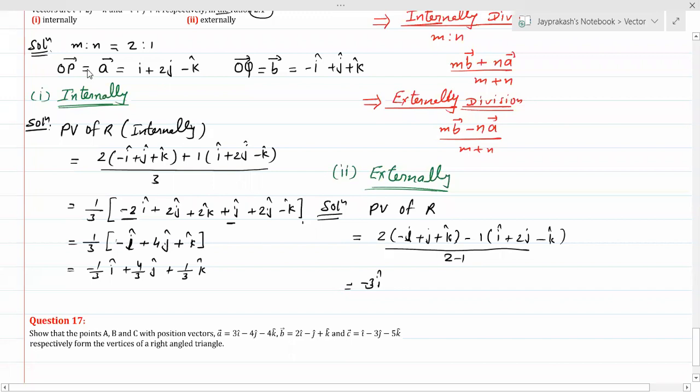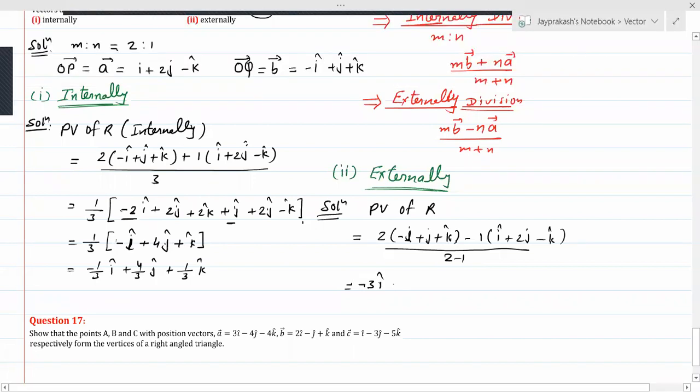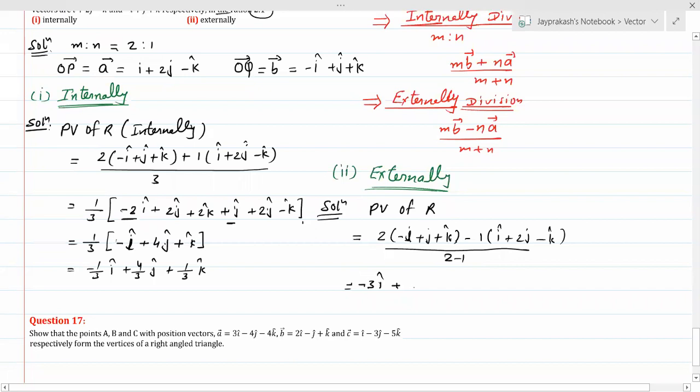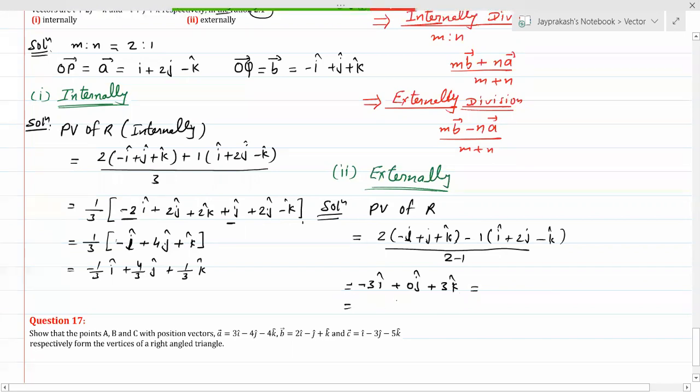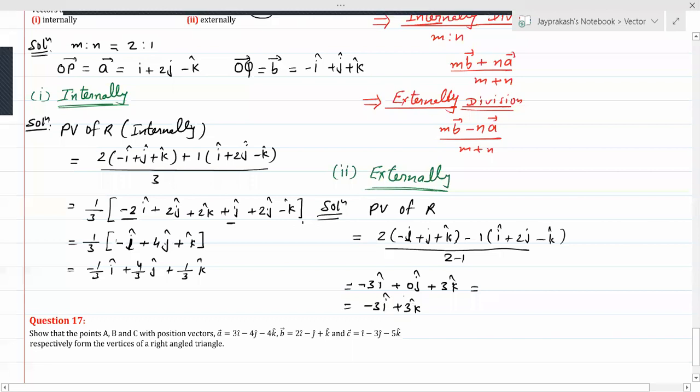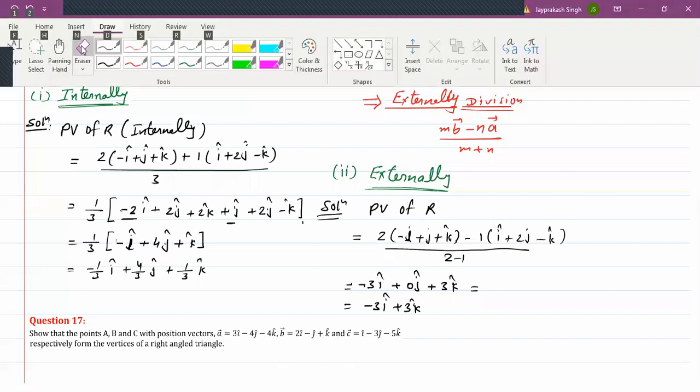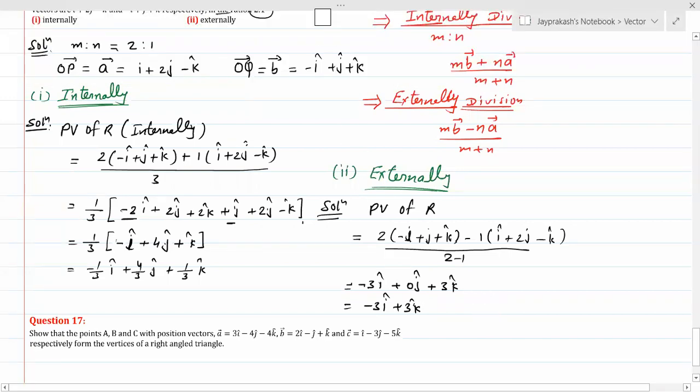So finally we have minus 3i plus 2 minus 2, so 0j, plus 2k plus k, that means 3k. Then you can write here minus 3i plus 3k cap. This is the external division position vector of R.